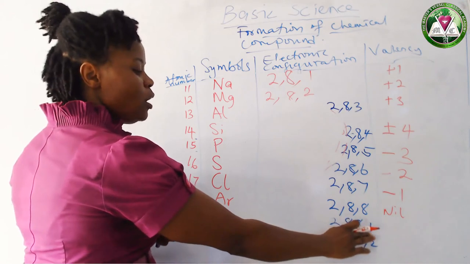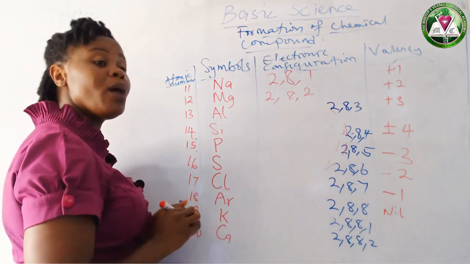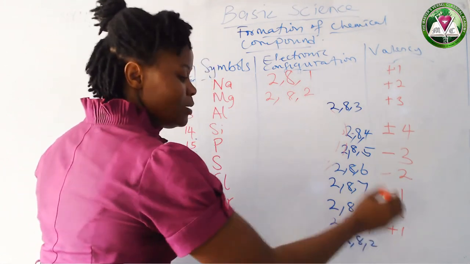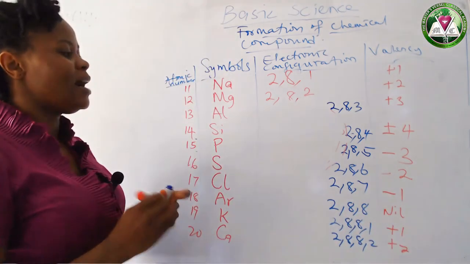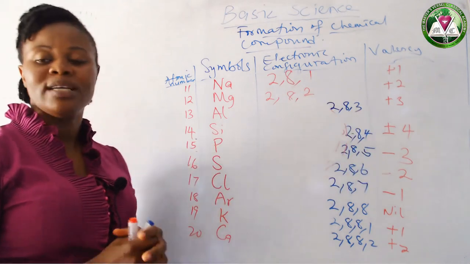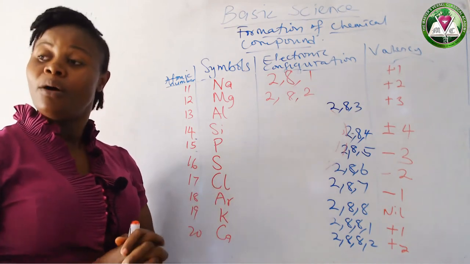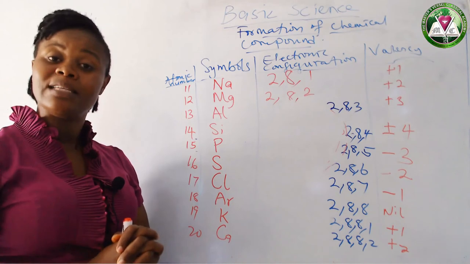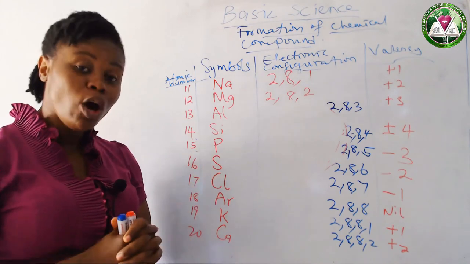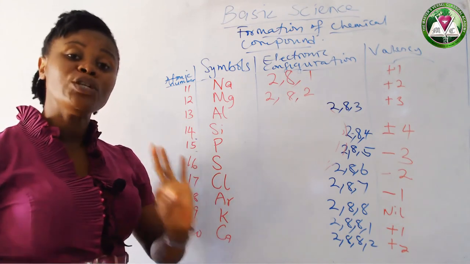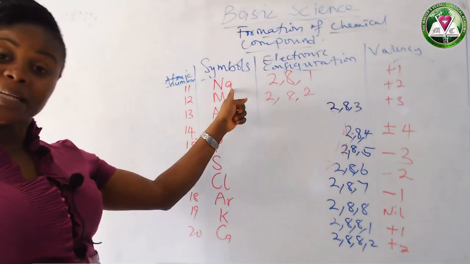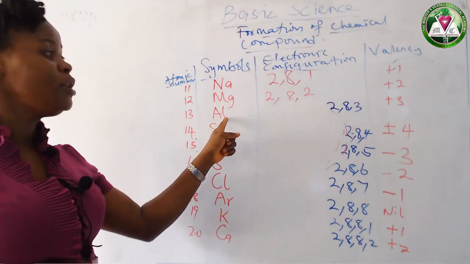Okay? Now, this one has 1 electron in its outer shell. So what will happen to it? It will easily give it out. Plus 1, and this will also give it out. Plus 2. So when you look at it, some of them have plus, some have minus. Remember I said all these plus and minus signs you are seeing, they are their ions. And in your SS1, I taught you the properties of metals and non-metals. And we said that the metals are electropositive, meaning that they have positively charged ions. Their ions are positive. So that means sodium is a metal. Magnesium is a metal. Aluminium is a metal.